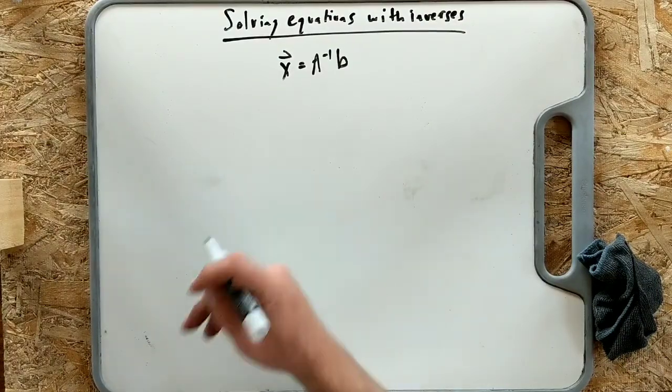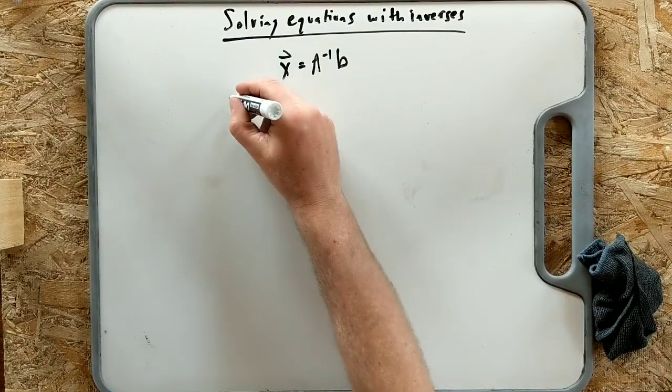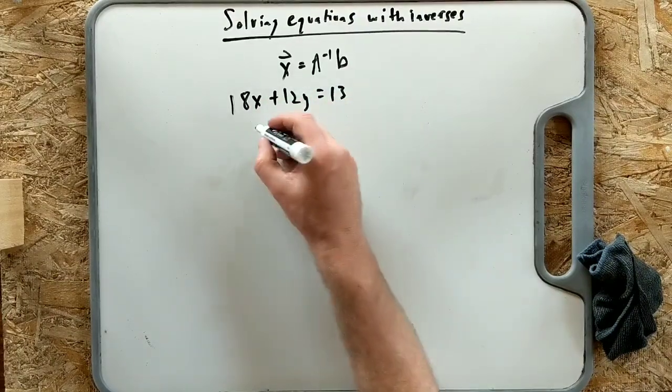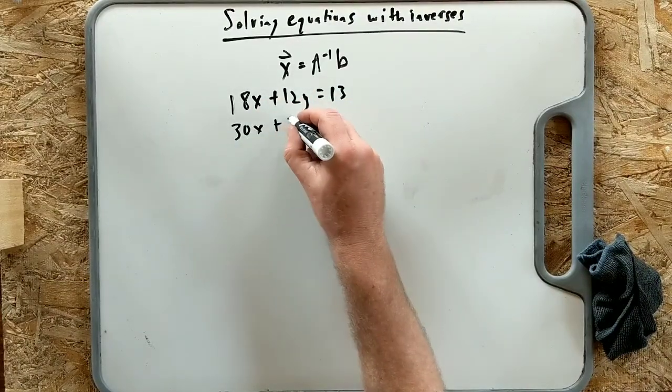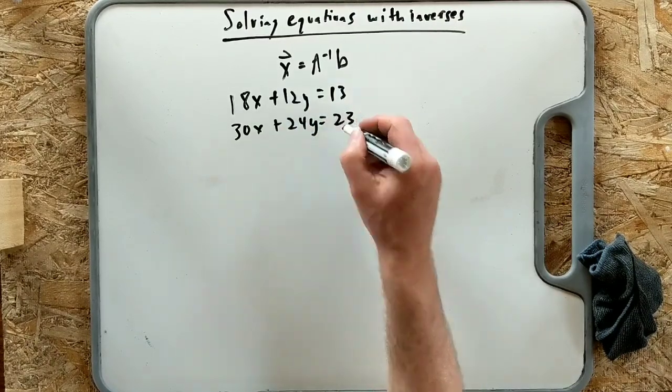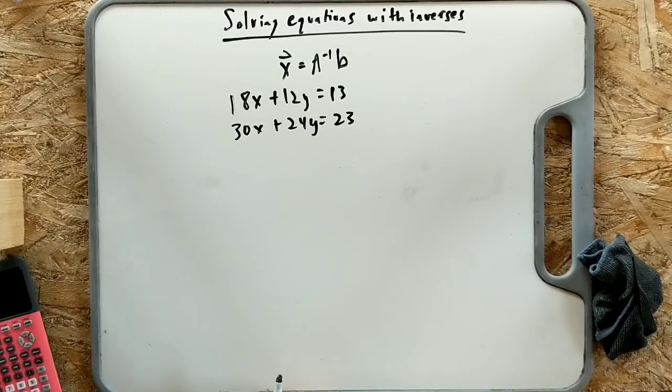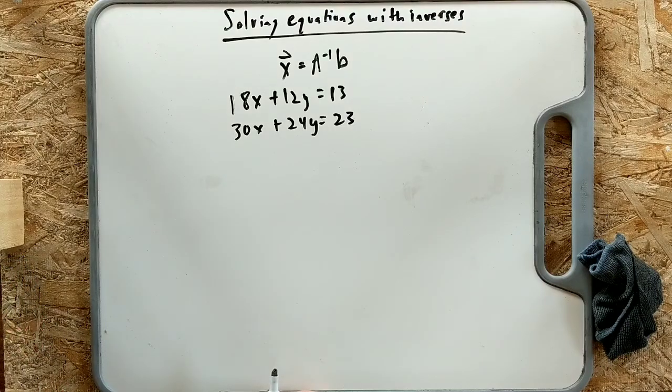So I'm going to do a little messier one for the notes. 18x plus 12y equals 13, and 30x plus 24y equals 23. Okay, I'm going to have you do that. This one is going to require a calculator because there are some really messy numbers in here. All the answers don't turn out that messy. So try that one. Pause it here and come back.